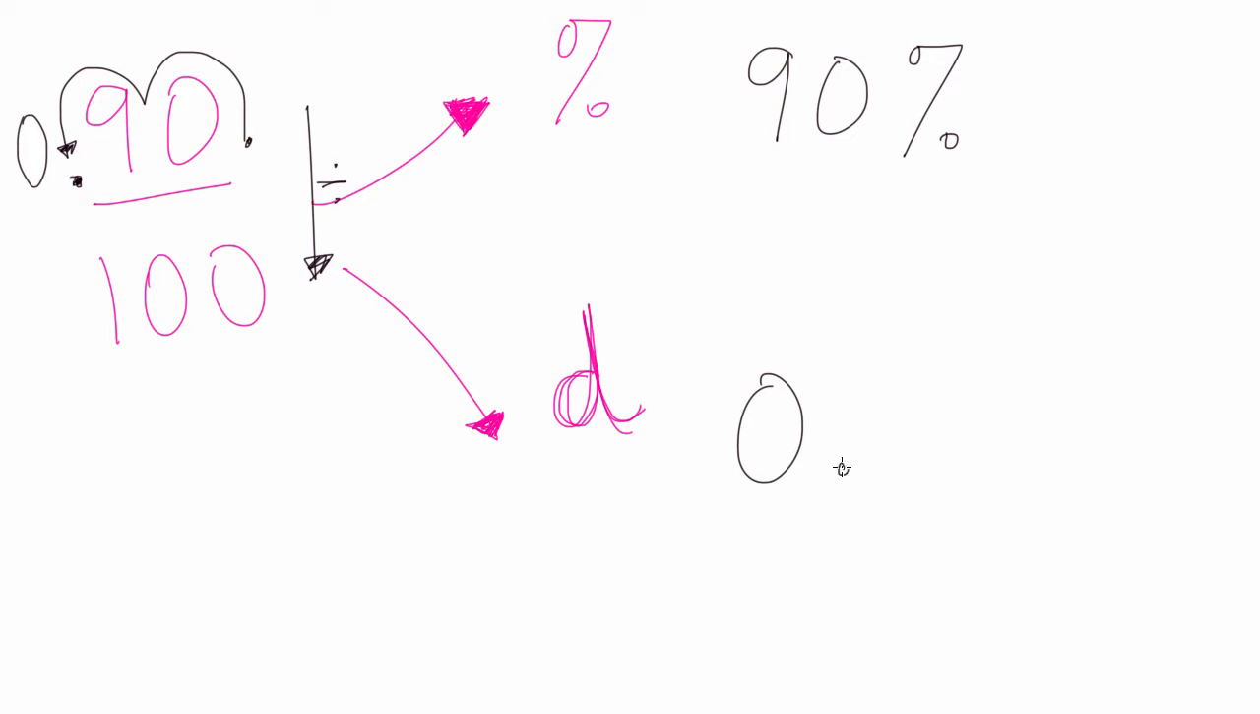And you get 0.90. Remember, this is optional, so you don't always need it. 0.9 and 0.90 are the same, and you can write either. Okay, hope you went all right with that one. Next one.